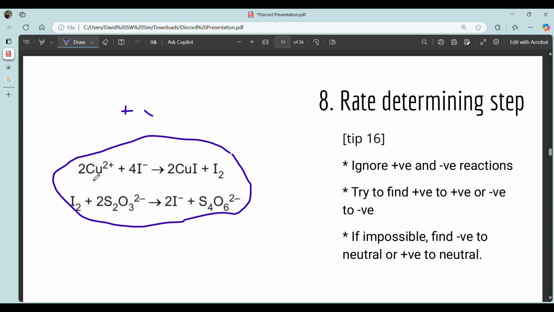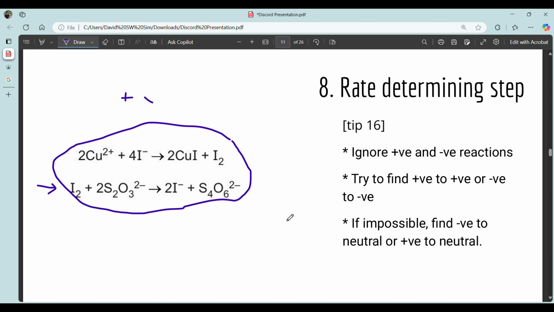So in these 2 steps, the first step is the reaction between Cu2 plus, a positive, and iodide, which is a negative. So of course it's a very fast reaction, it's positive to negative. The second step is between a neutral and a negative one. This one will be slower, so therefore step 2 is our rate determining step, the slow step. Does anyone have any questions? Everyone understands this?